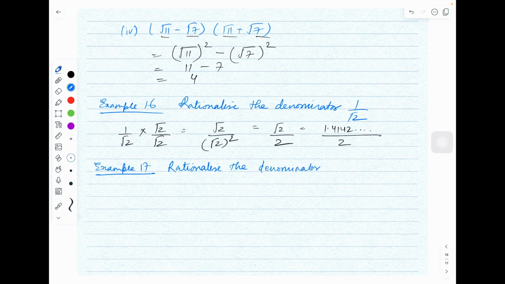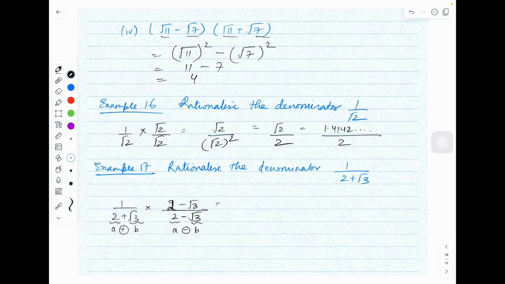Rationalize the denominator 1 by 2 plus root 3. It is given in a plus b form, so what you have to do is multiply by the a minus b form. This is a, this is plus, this is b. This is a, this is minus, this is b. At the bottom you are doing it, same thing at the top, 2 minus root 3.